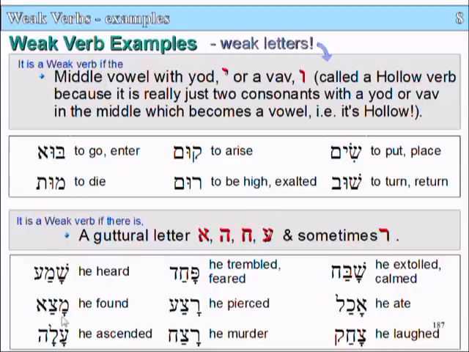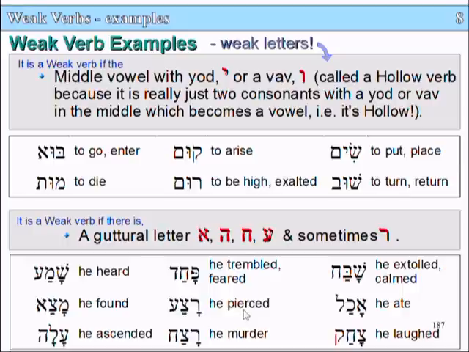Matzah, he found. Matzah has an aleph, which again is a guttural letter. So it's a weak verb. Allah, well this has got two guttural letters, one at the beginning and one at the end, an ayin and a hey. Allah, he ascended. Pachad, he trembled or feared.